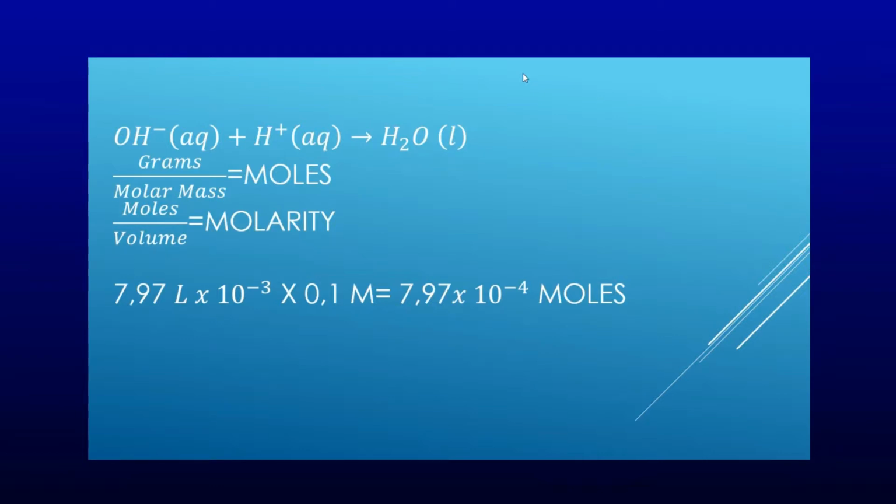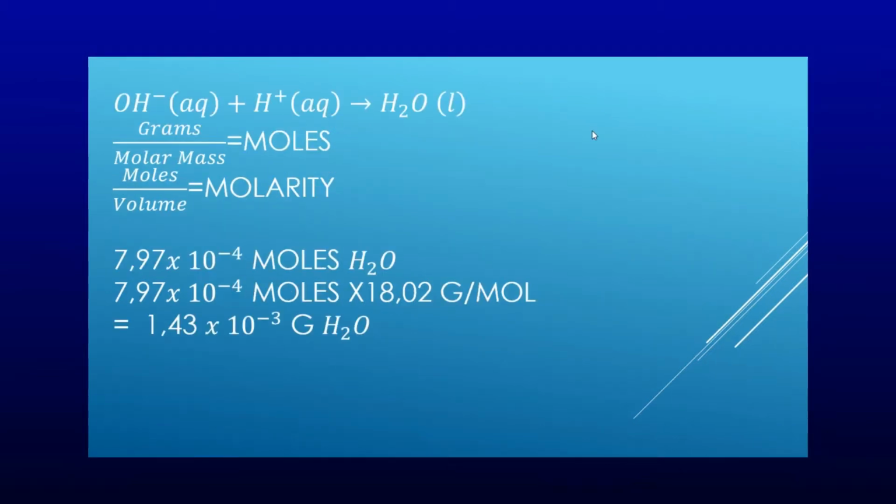So we can consider that H2O, no, we don't consider, we don't even assume. We know that H2O has 7.97 times 10 to the power of minus 4 moles. However, we need the molar mass of H2O to get the amount of grams of H2O. So let's do that. So we have the amount of moles of H2O. That means we can calculate the amount of grams.